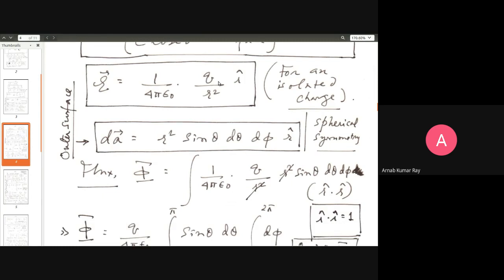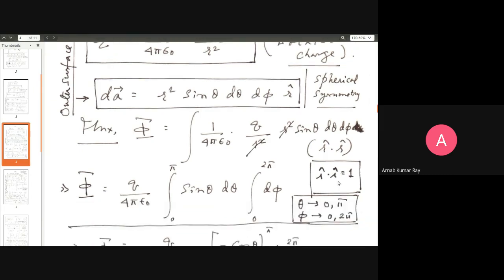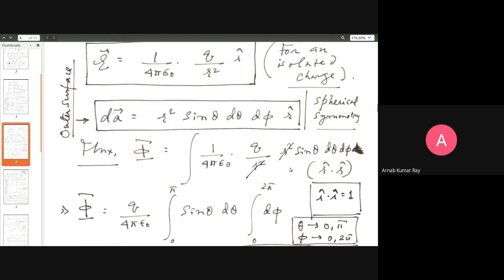So let us see now. You have Q by 4 pi epsilon naught r squared, just the scalar part of it. Then you have r squared sine theta d theta d phi, just the scalar part of it. Then you have an r cap from here and an r cap from here. Those two are dotted with each other, and they will give you 1. We have discussed this earlier also. All unit vectors dotted with themselves will give you 1. Unit vectors have only magnitude of 1. r cap dot r cap, here you have 1.